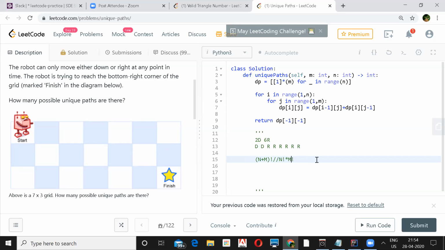So basically if it's D, R, D, then 5 times R, still you would reach the destination. Okay. So now you can choose any other rearrangement. You would still reach the destination. Am I right? Yeah.